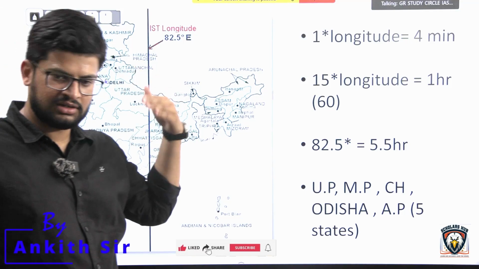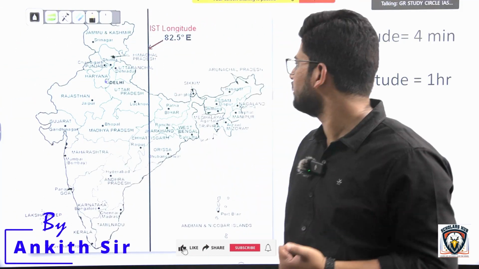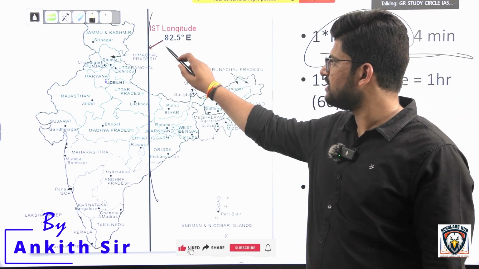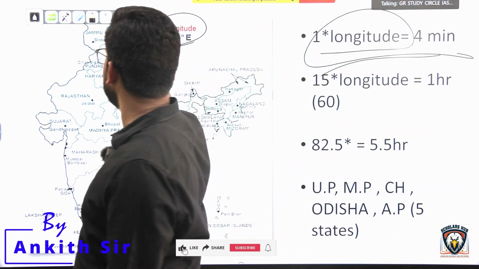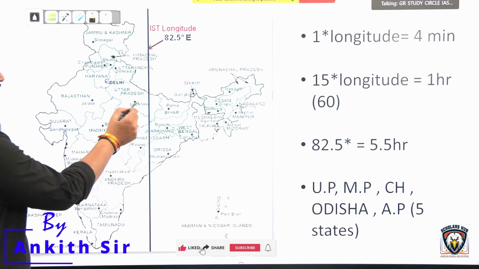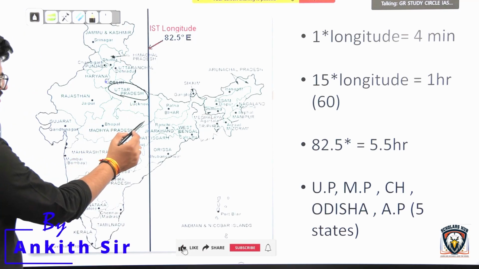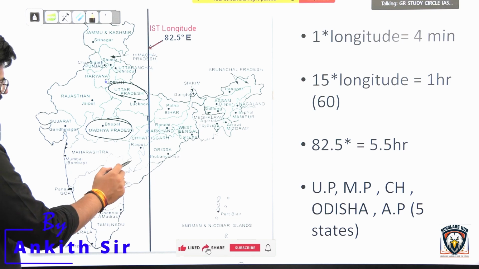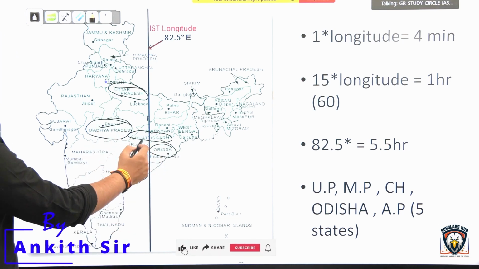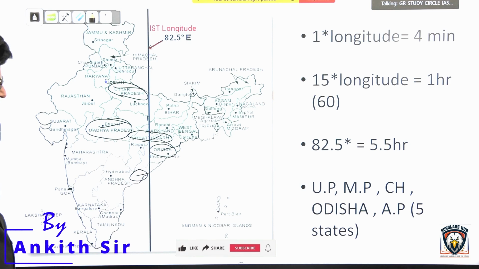So if you have conclusion, once watch the latitude longitude video here. So one longitude is 4 minutes. You know, 82.5 degree east longitude is considered the Indian Standard Time zone. Right? What are the states it passes through? It is passing through UP. Okay. Can you see some part of Madhya Pradesh? Then Chhattisgarh. Okay. Then Odisha, AP, 1, 2, 3, 4 and 5. 5 states and 1 union territory.